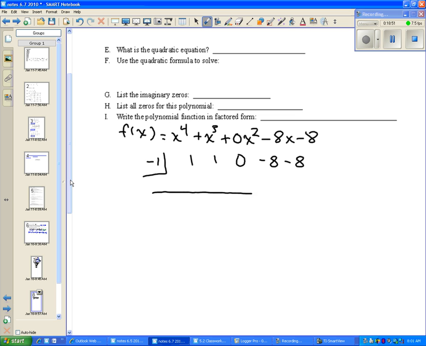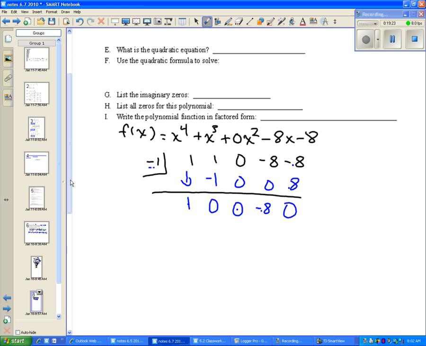Draw my line, and the first thing I'm going to do is drop my 1. So I multiply. -1 times 1 is -1. 1 minus 1 is 0. -1 times 0 is 0. 0 plus 0 is 0. -1 times 0 is 0. -8 plus 0 is -8. -1 times -8 is 8. -8 plus 8 is 0. It factored out evenly like I wanted it to.